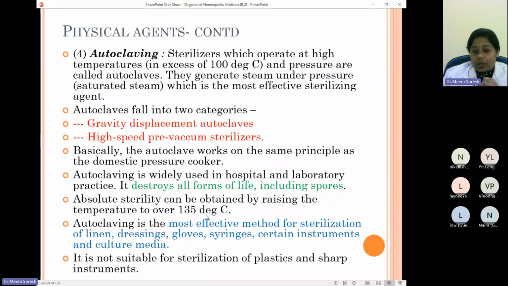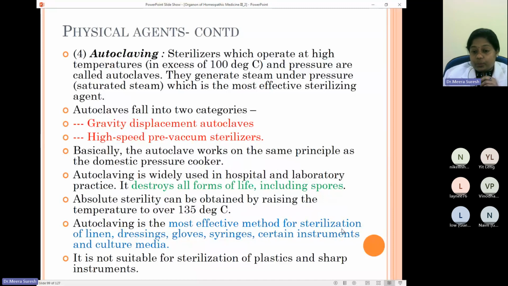So autoclaving is widely used in hospital and lab practices. It destroys all forms of life, including spores. Absolute sterility can be obtained by raising the temperature to over 135. So above 100, we said that it can kill the spores. But the absolute sterility, all the microorganisms, the fungi, the virus, everything can be obtained by raising the temperature over 135 degrees Celsius.